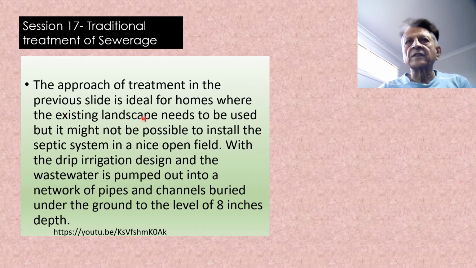The approach in the previous system is ideal for homes where the existing landscape needs to be used and it's not possible to install the septic system in a nice open field. With a drip irrigation design, the wastewater is pumped out into a network of pipes and channels buried under the ground at a depth of 8 inches. Please refer to this reference which I give you, that will give you some information as to how this system works.